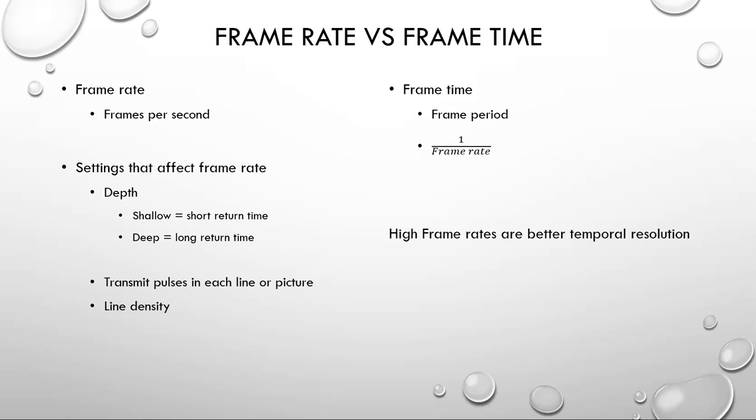The number of transmit pulses in each line or picture is going to affect the frame rate, of course, because if we have to send out 4 or 8 pulses for each line, it's going to be much slower than if we only had to send out 1. And it should make sense that the line density is also something that affects the frame rate, because of how many lines per inch you have. If you have 1 line per inch, you can do it with 1 scan, 1 pulse. If you have 100 lines per inch, then you have to do 100. So those are things that affect the frame rate.